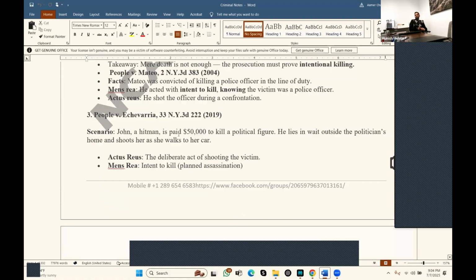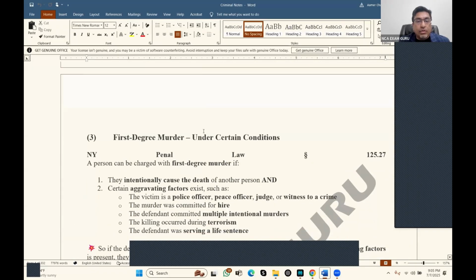John, a hitman, is paid $50,000 to kill a political figure. He lies in wait outside the politician's home and shoots her as she walks to her car. The deliberate act of shooting the victim. Mens rea: intent to kill, planned assassination. So planning and deliberation is going to be charged under first degree murder, the first branch. Can you imagine? He was waiting outside the house. First degree murder.